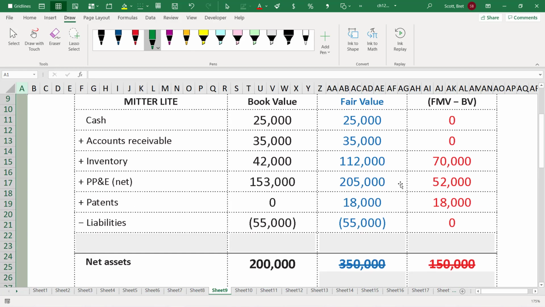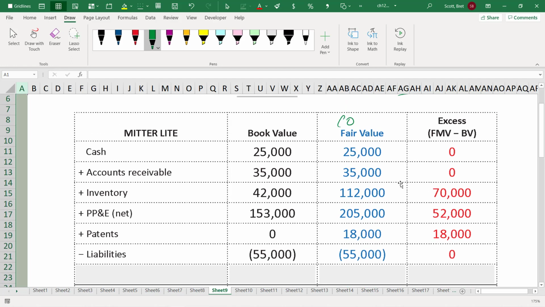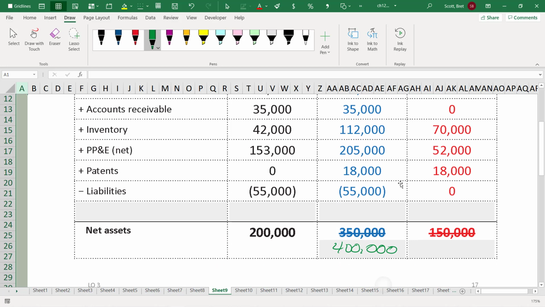is the fair value still $350? No. It's actually more like $400,000. That's the fair value, not of the net assets, but really of the company overall. The fair value of Mineral Light, when you factor in this other $50,000, is $400,000. Well, what is that $50,000? Why are we paying an extra? Why is Beerbo paying an extra $50,000? Well, we call that goodwill.